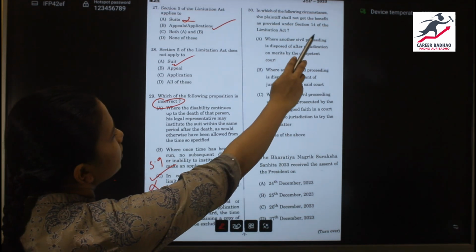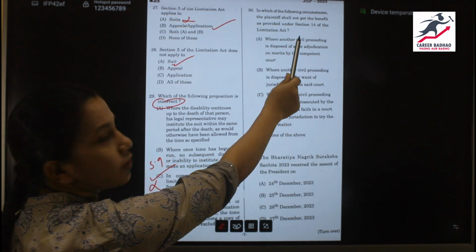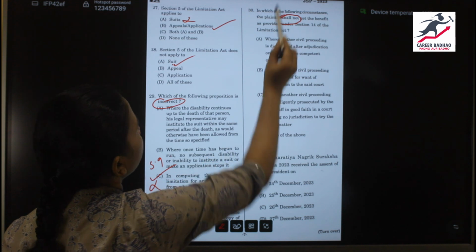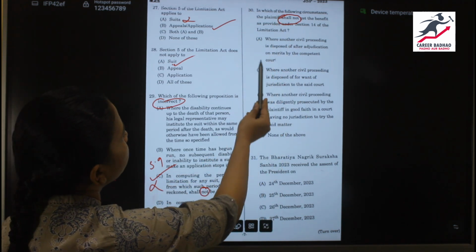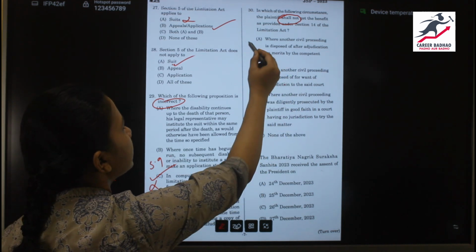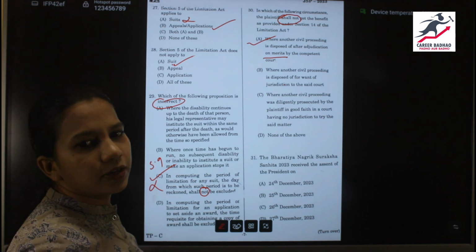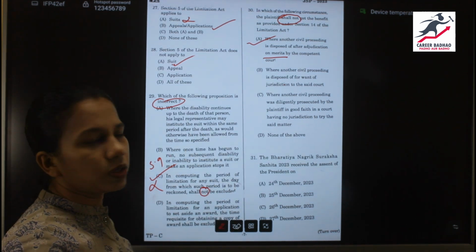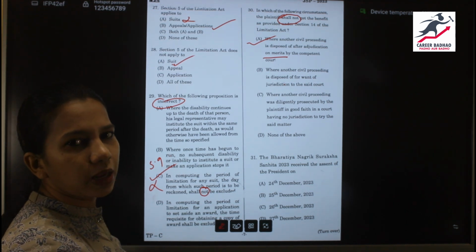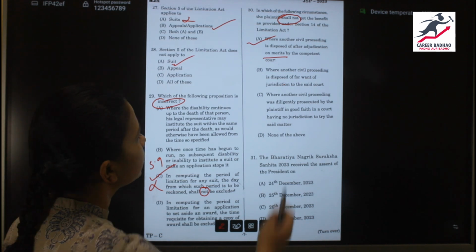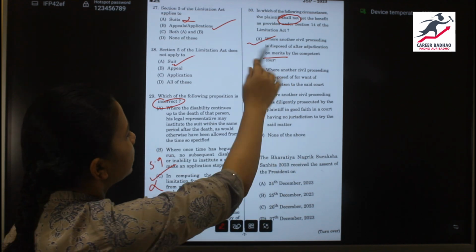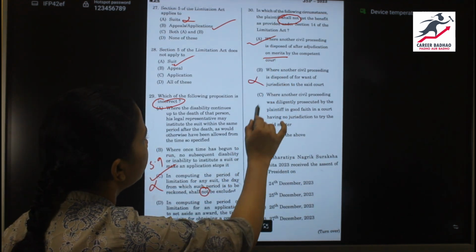In which of the following circumstances the plaintiff shall not get the benefit as provided under section 14 of the Limitation Act? Mark the word shall not. Okay, it's not shall get, but it shall not. So option A is where another civil proceeding is disposed of after adjudication on merits by the competent court. Yes, because it is on merits. So here the plaintiff will not get the benefit of section 14 because section 14 deals with those proceedings which fail due to exclusion of time in those proceedings where there is defect of jurisdiction. But since there is adjudication on merits by a competent court, that means there is no defect. So option A is the correct answer. Other options are eliminated by default.